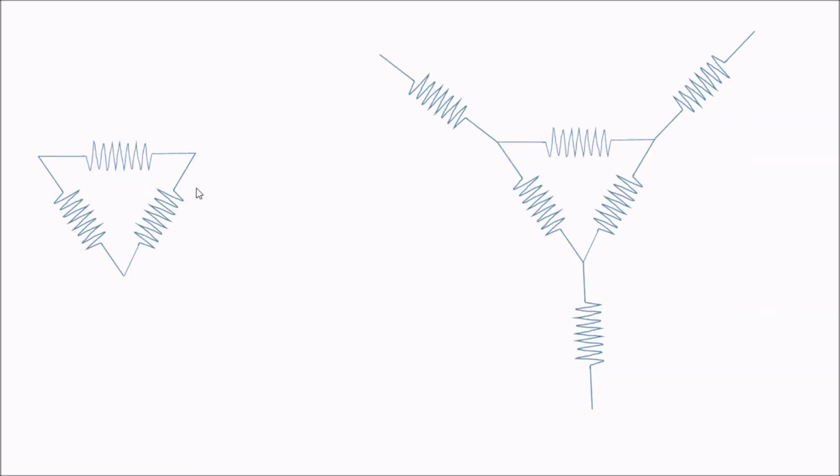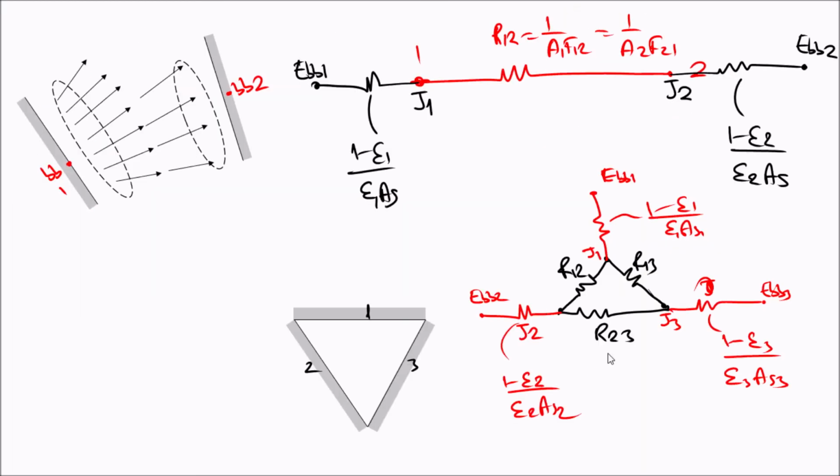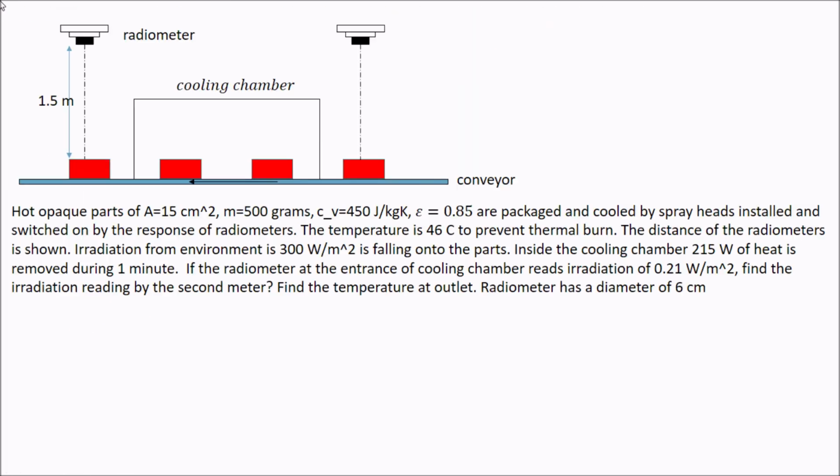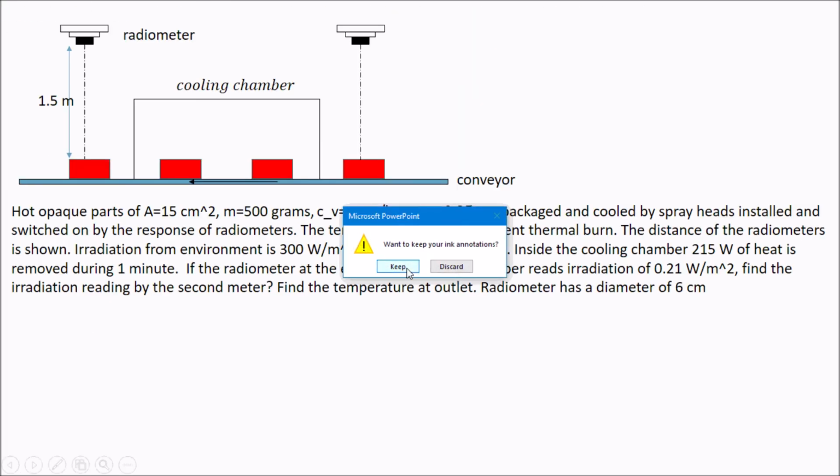Or you can see the same picture here. This one is for the black bodies, and this one is for gray, diffuse, and opaque surfaces. Okay, same resistance network here and the same resistance network here. So we will do examples here and then finish this radiation of the real surfaces.